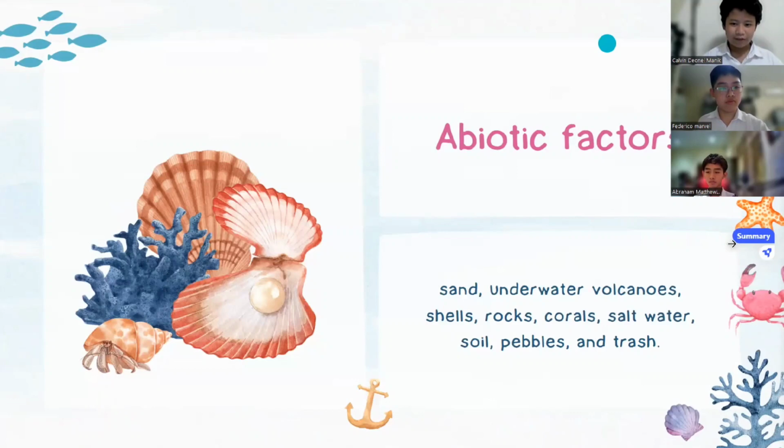The abiotic factors are sand, underwater volcanoes, shells, rocks, corals, salt water, soil, pebbles, and trash.